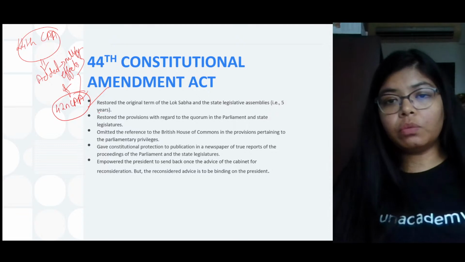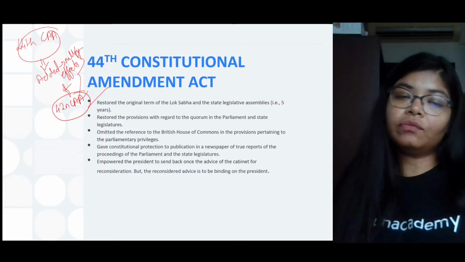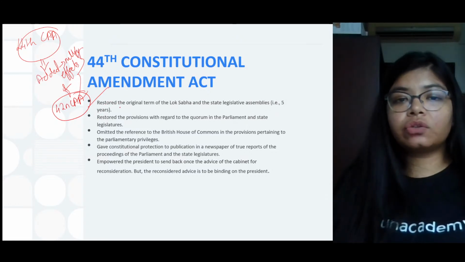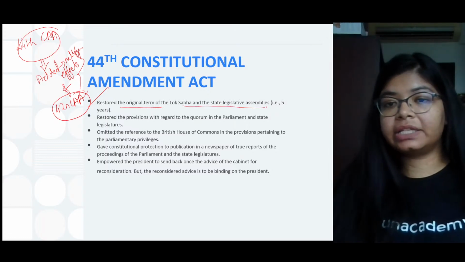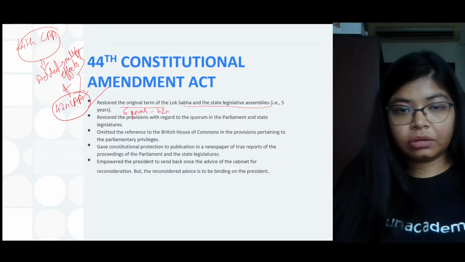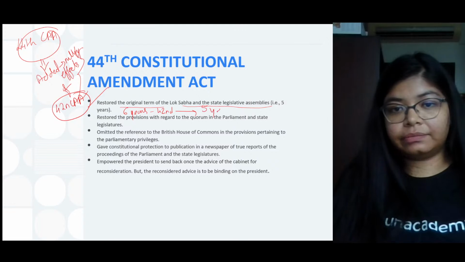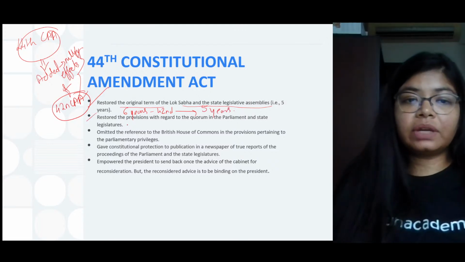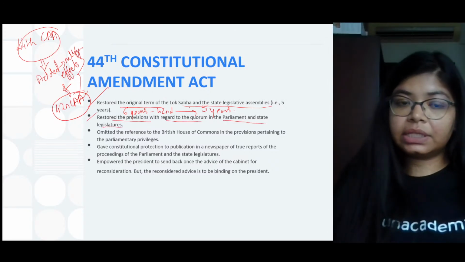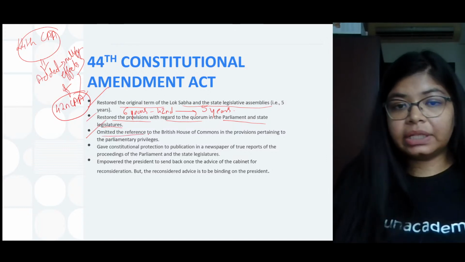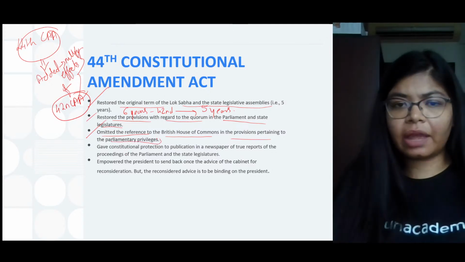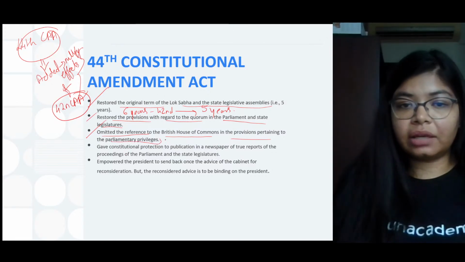Now जो बहुत सारी चीजें 44th ने करी थी वो हम लोग डिस्कस करते हैं. So जो पहली चीज करी थी, it was that it restored the original term of Lok Sabha and the state legislative assemblies, which I told you 6 years कर दिया था 42nd में, उसको कम करके 5 years किया यहाँ पे, ठीक है. उसके बाद restored the provisions with regard to the quorum in the parliament and state legislatures, ठीक है. उसके बाद omitted the reference to the British House of Commons in the provisions pertaining to the parliamentary privileges. There was this language ka change done in the constitution, okay.